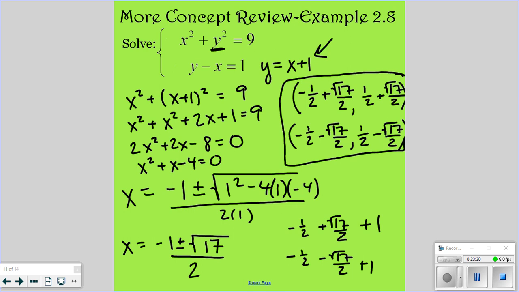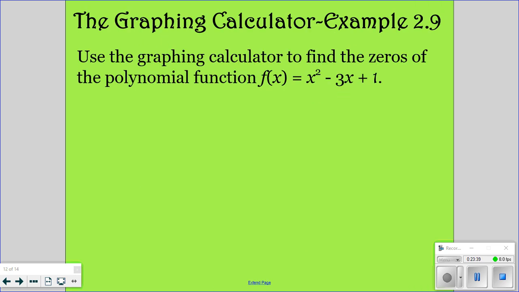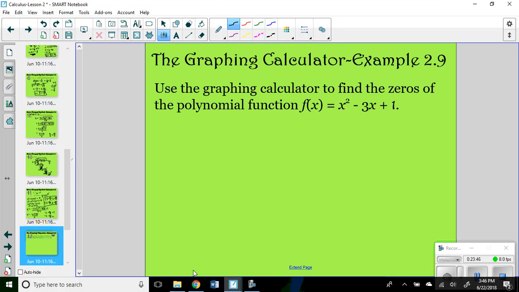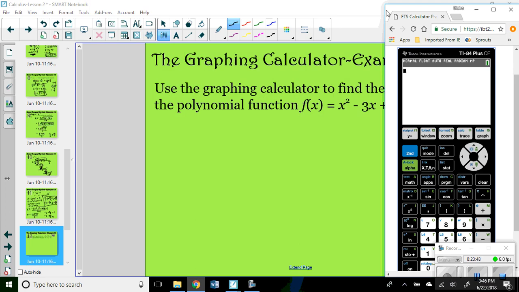You did that in Algebra 2, and you did it last year in pre-calculus, so hopefully you remember it a little bit. Now we're going to move on to the graphing calculator. So we want to use the graphing calculator to find the zeros of the polynomial function. So here's my calculator.